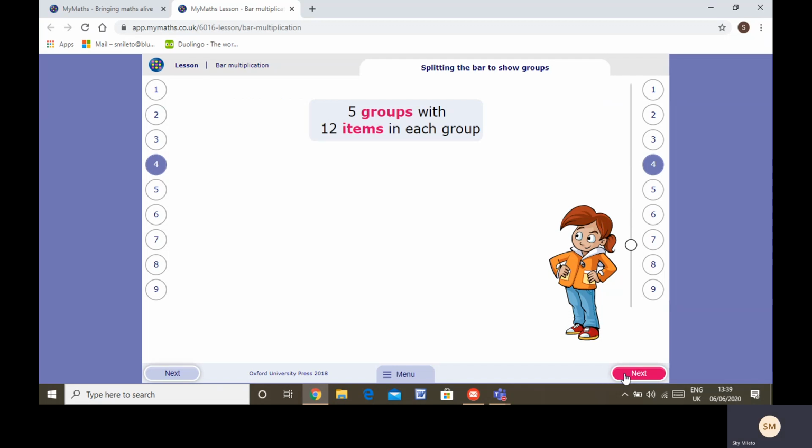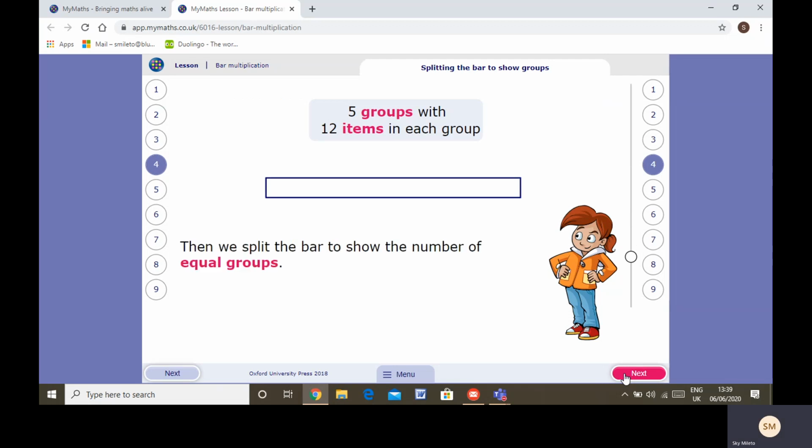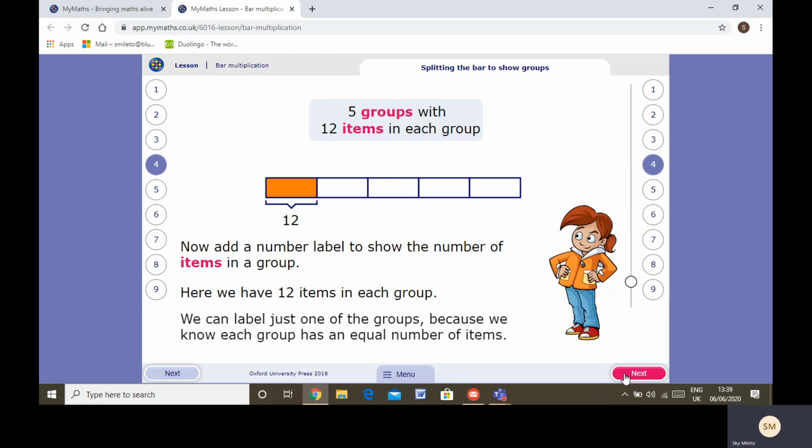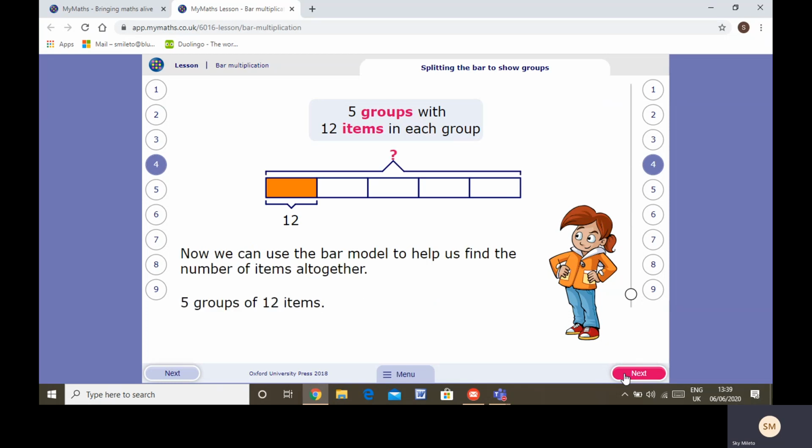One more example. 5 groups with 12 items in each. Draw a bar, split it into 5, write 12 in one of them, or all of them if you find that easier. Do your calculation, 12 times 5, or 5 times 12, and you would get 60.